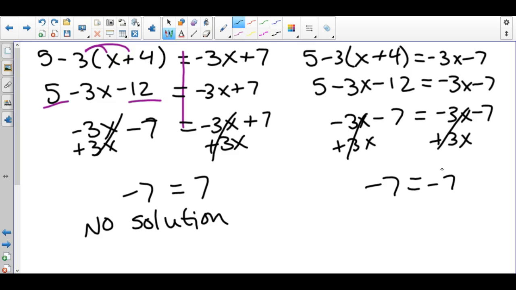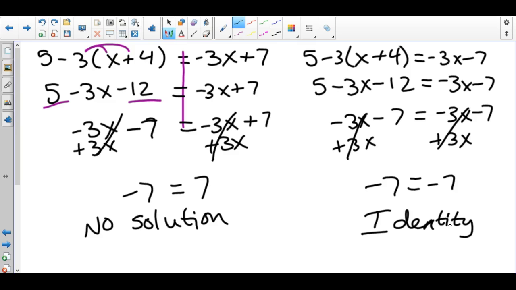Well, that is always true. Negative 7 always equals negative 7. They're the same number. So this is when it's called an identity. That means no matter what number I plugged in for x, it would always work. So sometimes they call it infinite solutions, but in this case we're calling it an identity.